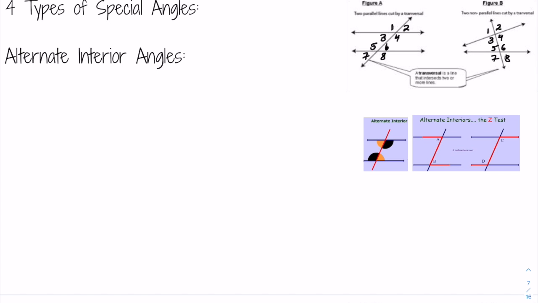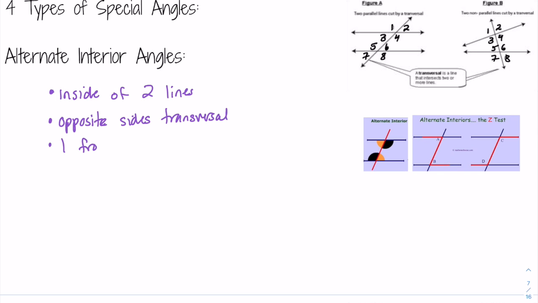The second type of special angle pairs are alternate interior angles. So we see interior and we think they're on the inside of the two lines. We see alternate, and that means they're going to be on the opposite sides of the transversal. And we're choosing one from each cluster. So one from the top set of angles, one from the bottom set of angles. So inside of the two lines, that means we're only looking at angles 3, 4, 5, and 6.